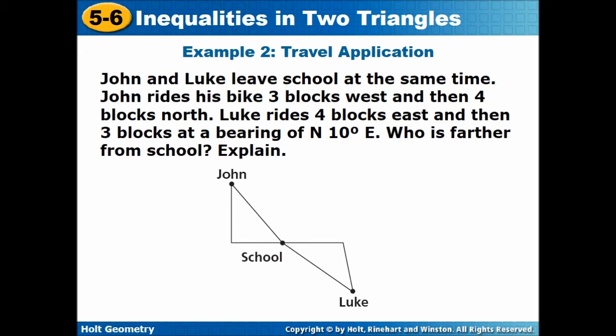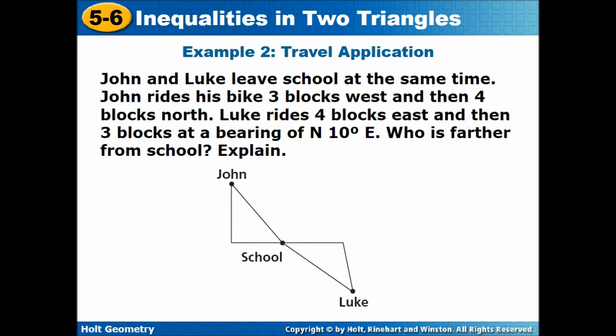John and Luke leave school at the same time. John rides his bike 3 miles west and then 4 blocks north. Think about this as if it were on an XY coordinate chart, and it kind of gives you some idea of how the grid works.